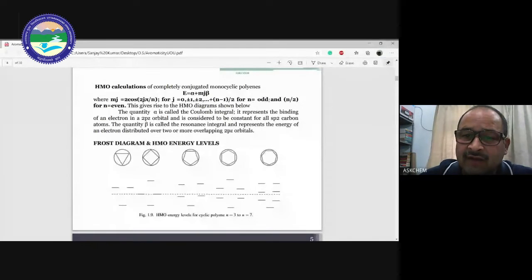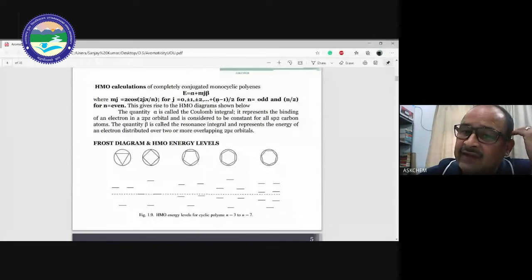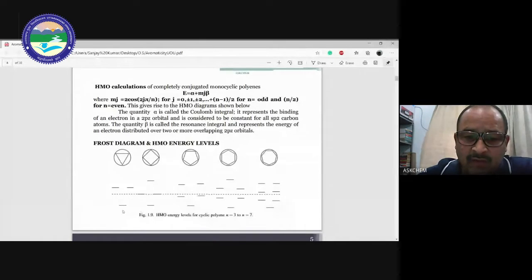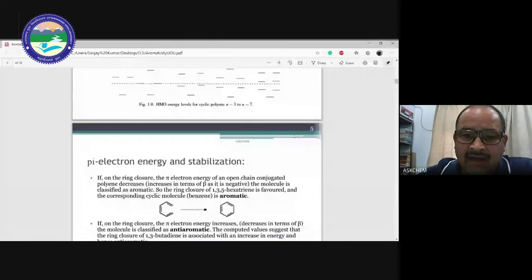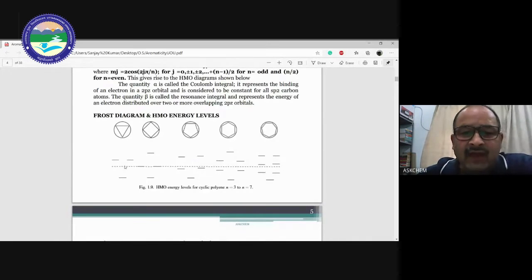When it is odd, then the total terms will last up to plus minus n minus 1 upon 2. And if that is even, that is the total membership is even, then it lasts up to plus minus n upon 2. So by that calculation, the lowest molecular orbital must have alpha plus 2 beta energy level, followed by which we will keep on calculating all these. So this is the HMO calculation.